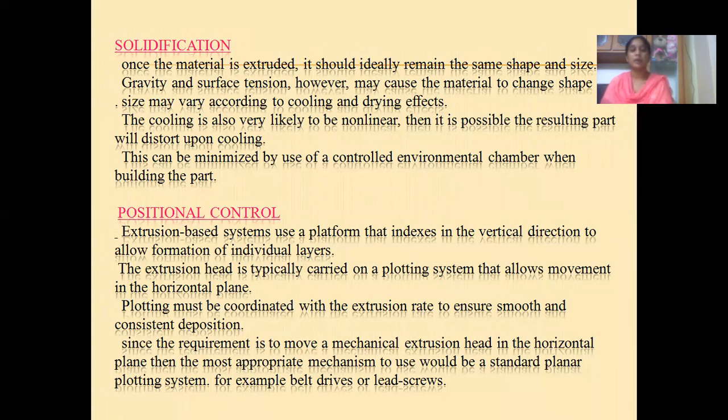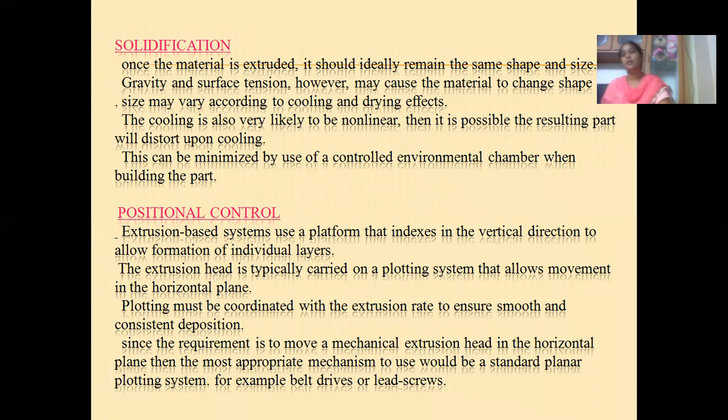Next, since the requirement is to move a mechanical extrusion head in the horizontal plane, the most appropriate mechanism to use would be a standard planar positioning system, for example belt drives or lead screws. In a belt drive, if we are taking an open belt drive, the belt will rotate continuously. That means the extrusion process of the material can be plotted in different methods or different planes, and the requirement of extrusion in the horizontal plane is to use an appropriate mechanism, a standard planar system.